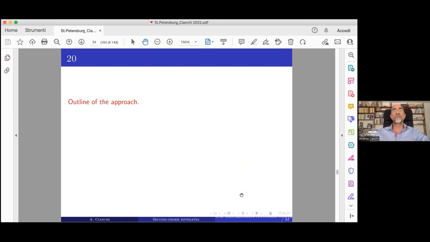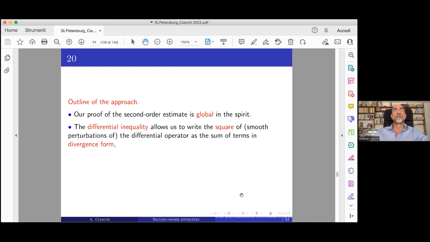So let me finish by just telling you the outline of the approach. Different from other proofs, the proof is global. So we are not basically flattening the boundary or localizing. There is a kind of localization, but no decay estimate in local form or something like that. So we just start by squaring this differential inequality I've shown to you.